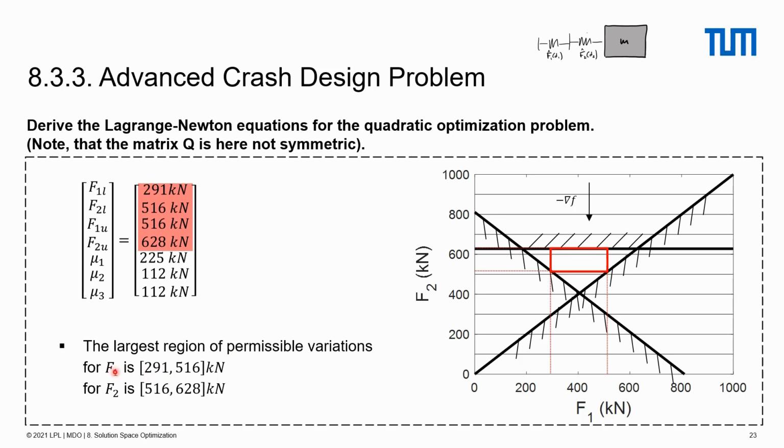And the solution is that F1 is in the range 291 to 516, and F2 in the range of 516 to 628.